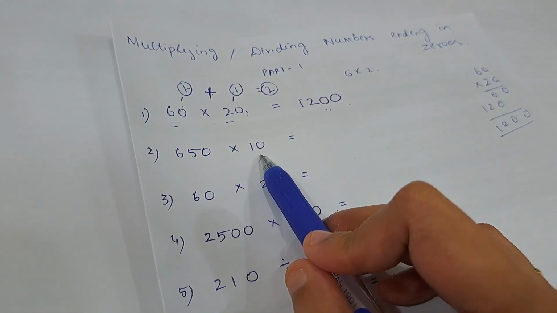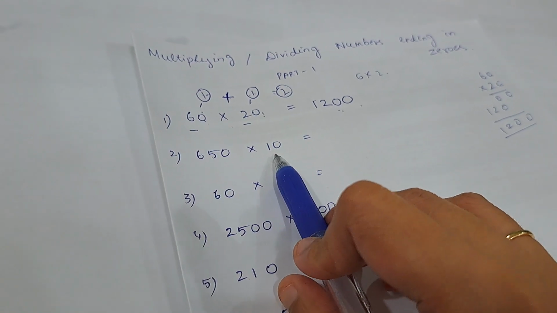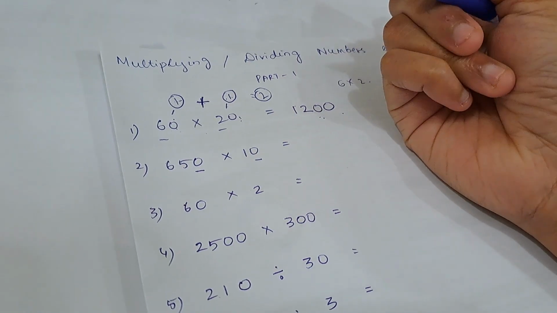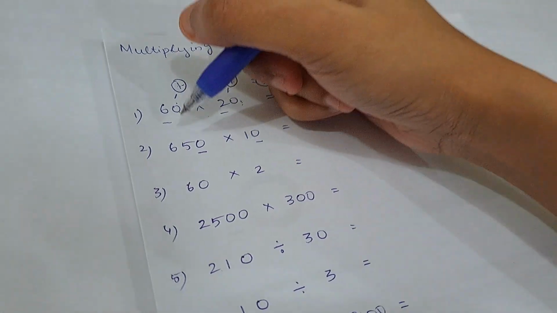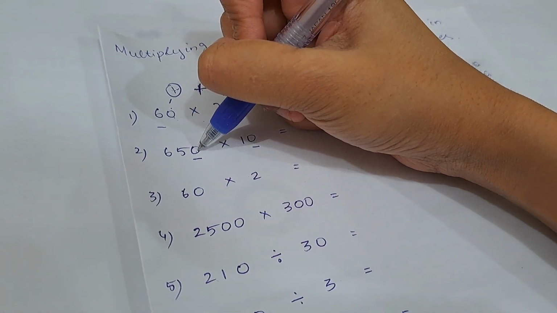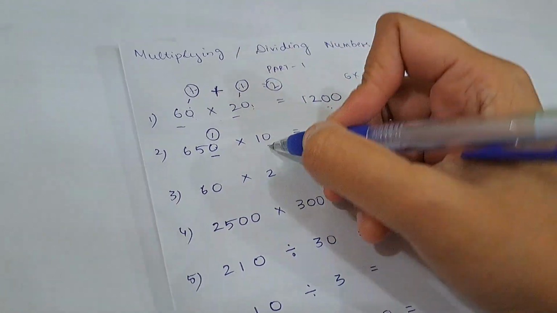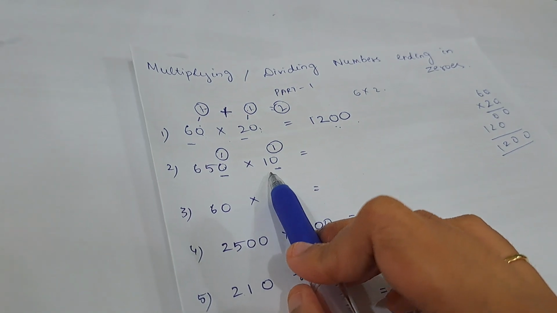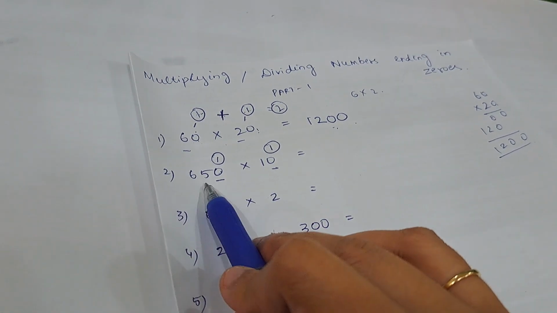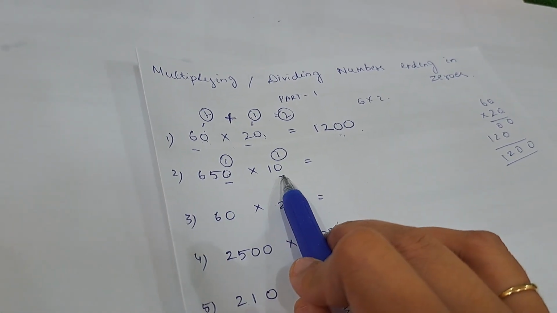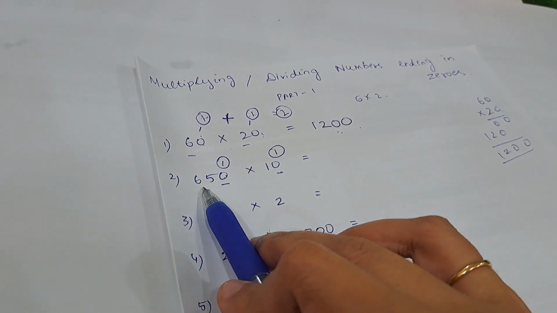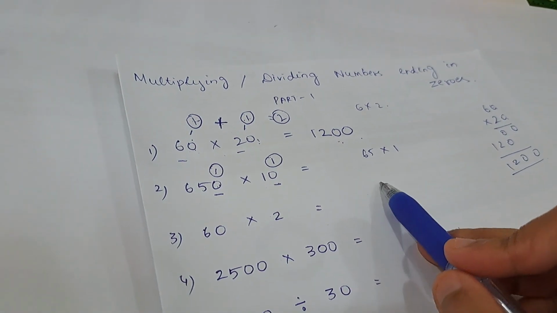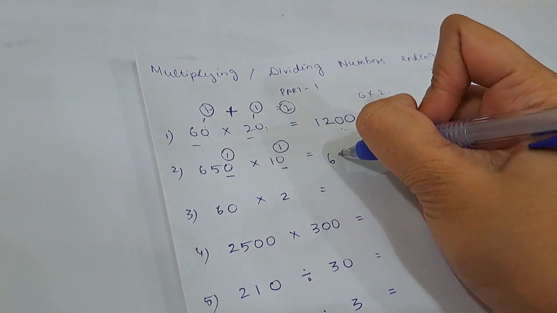650 multiplied by 10. So, first you have to count the number of zeros in each question. This number has 1 zero. This number has 1 zero. Now it is time for your multiplication of the numbers excluding the zeros. So, 65 multiplied by 1 is 65.